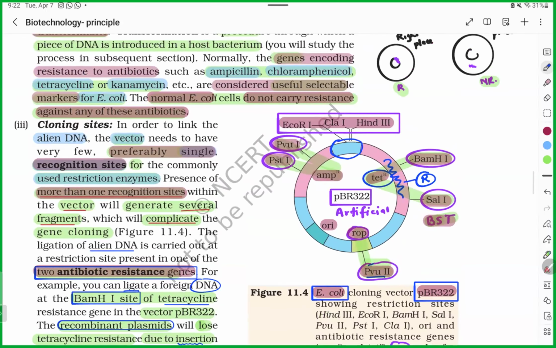What question can be asked? Select the odd one out. Options will be EcoRI, ClaI, HindIII, BamHI. Answer will be BamHI. Why? Because the first three are acting at the same place, while the last one, BamHI, is acting in a different place. Makes sense. In pBR, p stands for plasmid, and B and R are scientist names, Bolivar and Rodriguez.